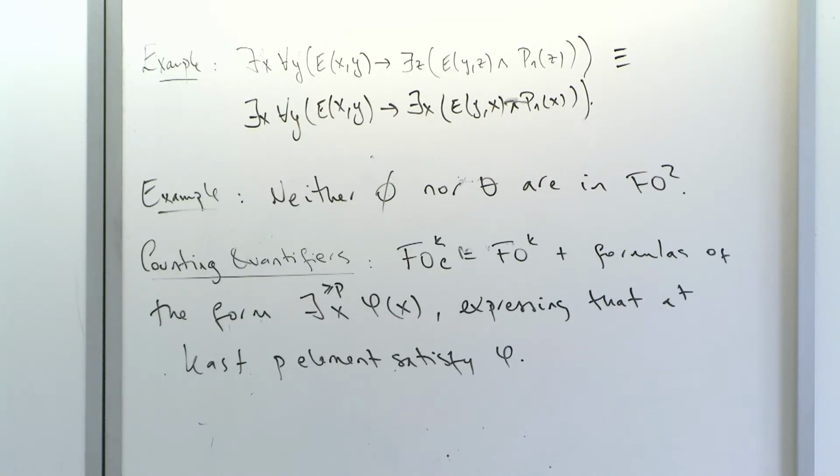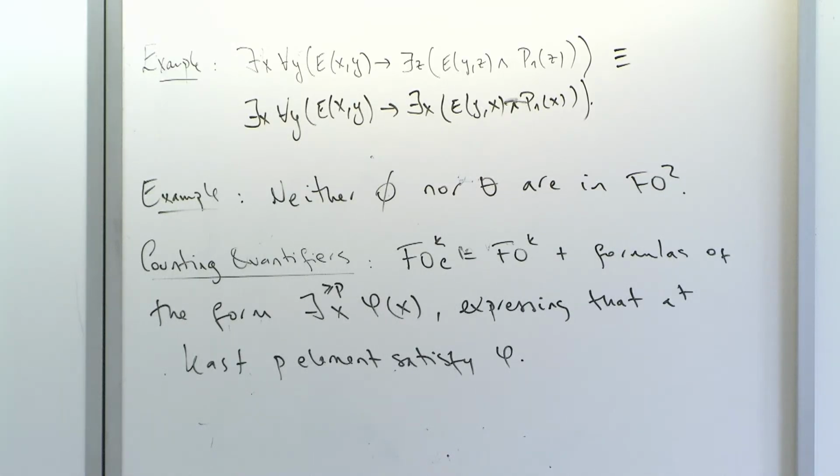Because to say that there exist 3 elements that satisfy phi doesn't add any expressive power, right? You can say there exists x1, x2, and x3 that satisfy phi, and x1 is different from x2, and x2 is different, and so on, yeah? Why do we want counting quantifiers, on the other hand?